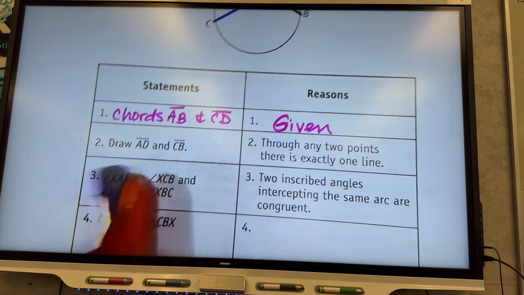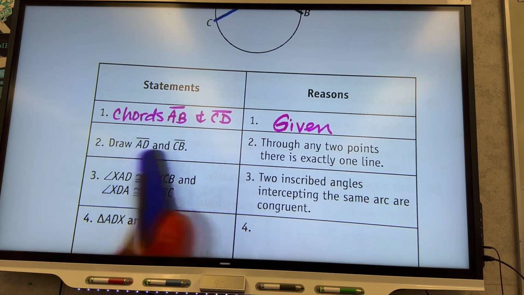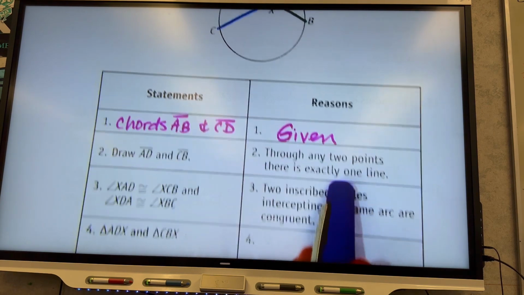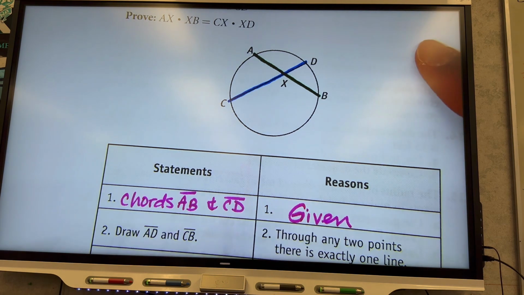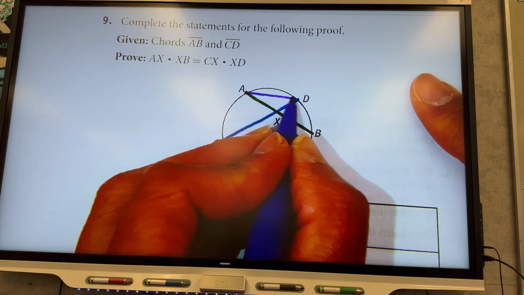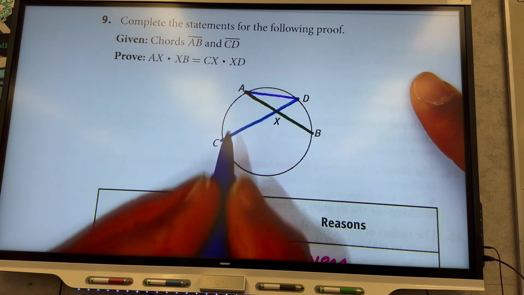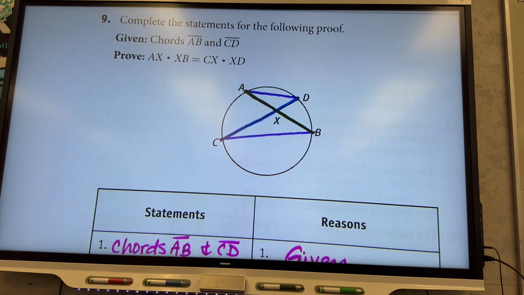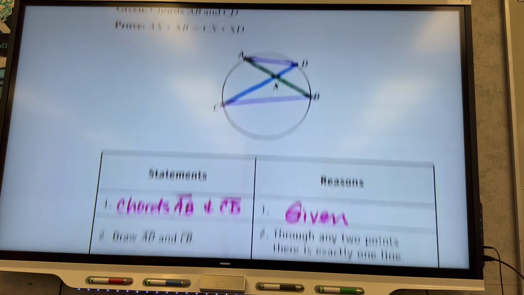Now, statement 2 says draw AD and CB. That's because we can draw a line through any 2 points. That's just the definition of a line. So we're going to connect A and D together, like so. And we're going to connect C and B together. And it makes that little twist tie situation. You've seen this before. Remember similar triangles, side angle side, the vertical angles, angle similarity, those types of things. They're coming up again because this is geometry.